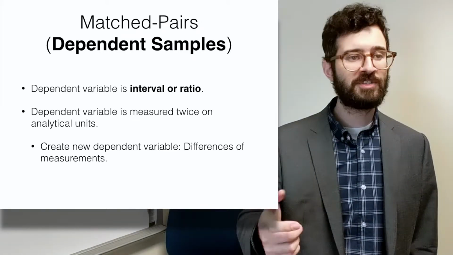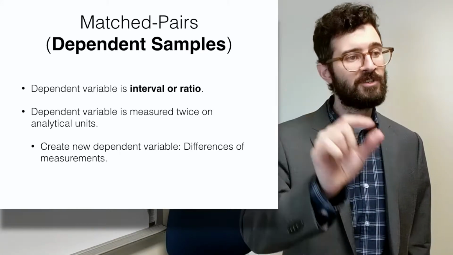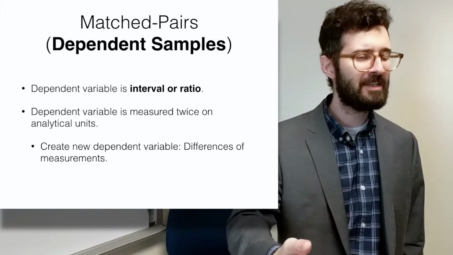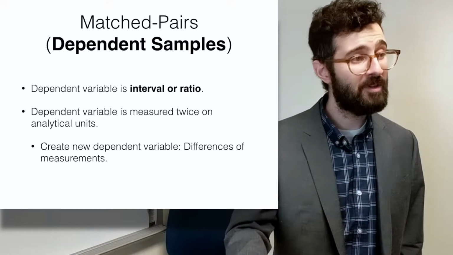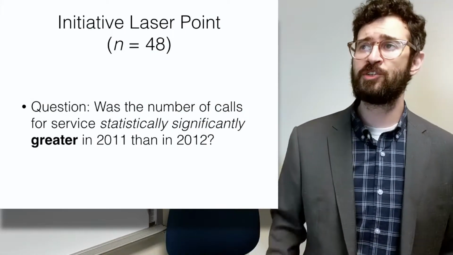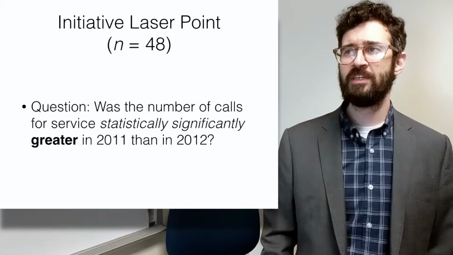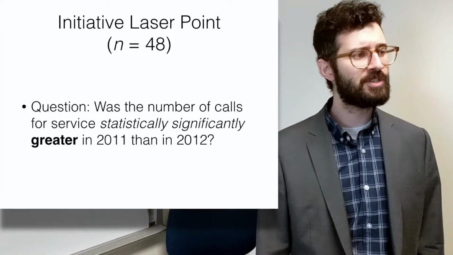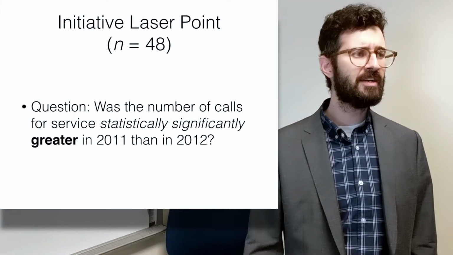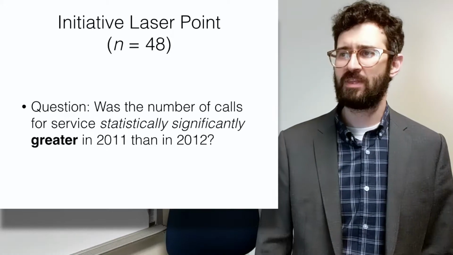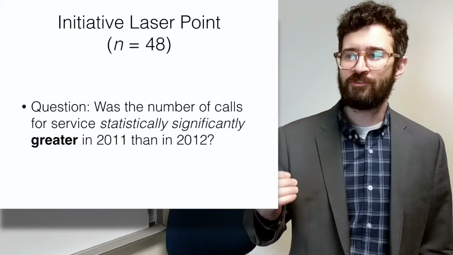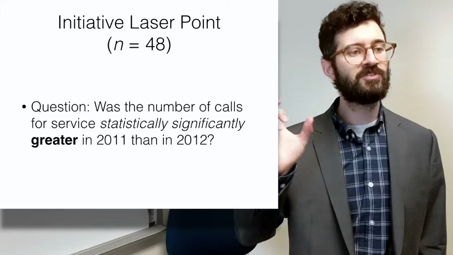And what we can then do is take those two measurements, take the difference between them, and create a new dependent variable. So we might be interested in things like how much more afraid are people at night versus during the day. As an example, we consider Initiative Laser Point. So Initiative Laser Point involved 48 different hotspot locations. So high crime areas, areas that received high numbers of calls for service. And in this study, I was interested in the number of calls for service at 2 different time points for these 48 different locations.